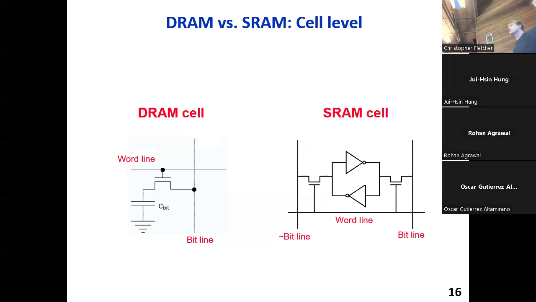Bit lines. Why do we have bit line and bit line prime? What does this enable us to avoid in SRAM, at least fundamentally?